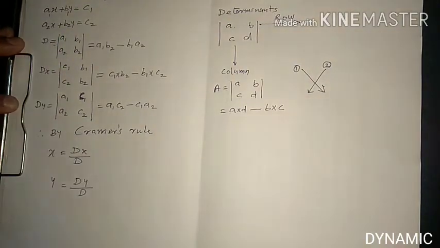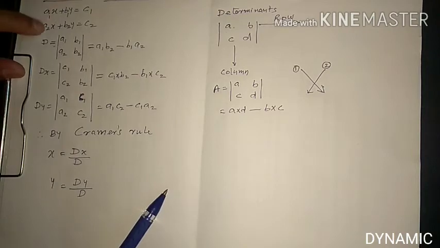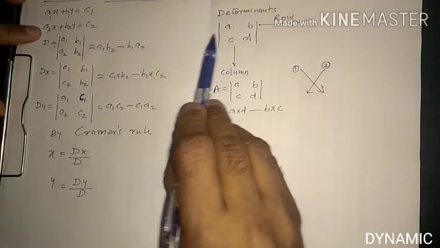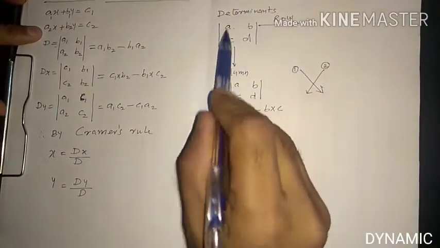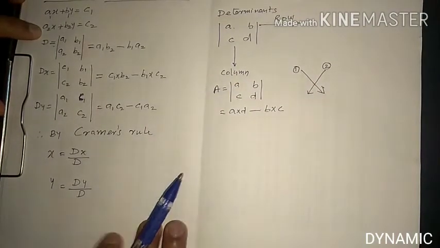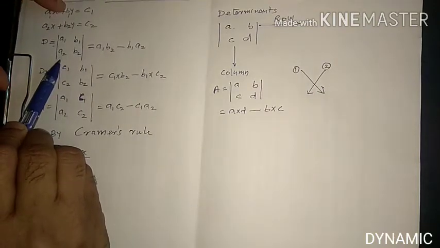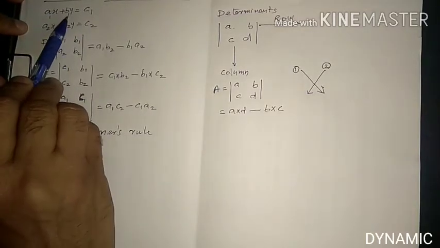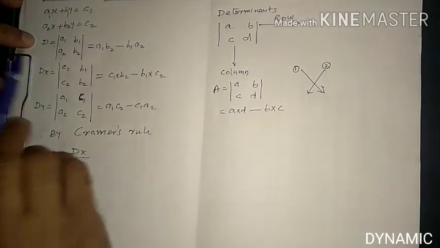Given two simultaneous equations, we are getting D. D means what? Column wise. We said column is a vertically downward arrangement, and rows are horizontal. So here the columns are the x coefficients a1, a2. The next column is b1, b2. First row is a1, b1 this way. Here a2, b2, for D.